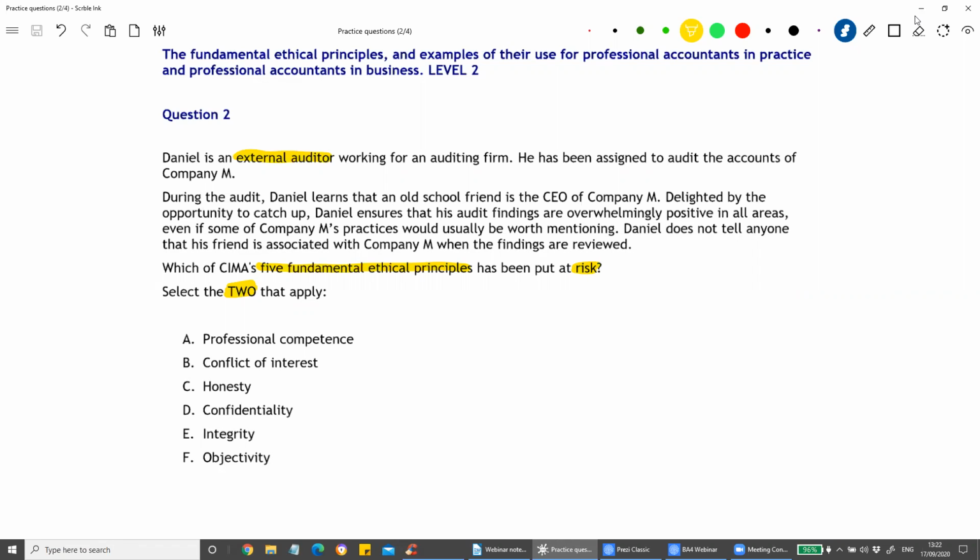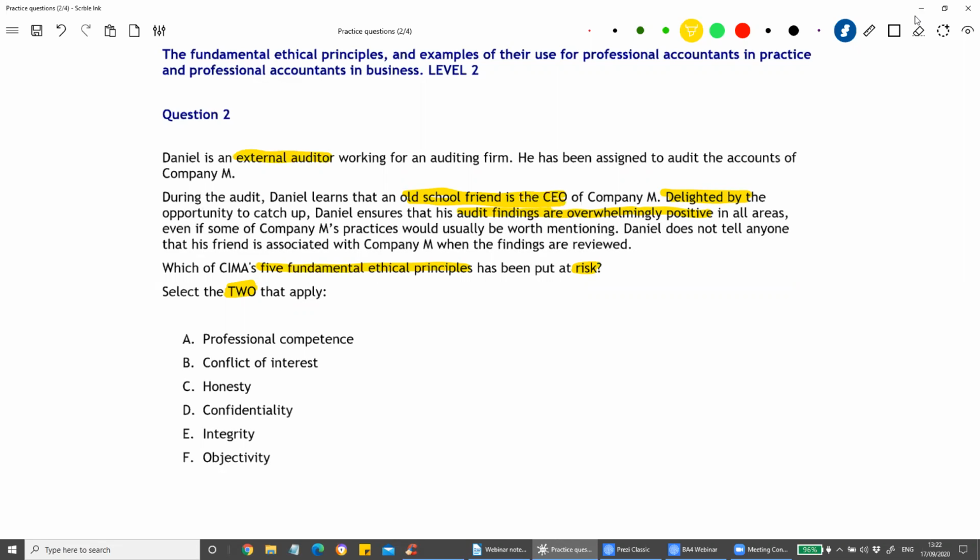So one of the things I would highlight here is that Daniel is dealing with an old school friend, and that old school friend is the CEO of the company that Daniel is auditing. And we can also see that Daniel's really happy to catch up with his old school friends. So I'm just going to highlight the delighted there. And what he does is he makes sure that his audit findings are overwhelmingly positive, presumably so he doesn't have a really awkward meeting with his old friends when they finally run into each other.